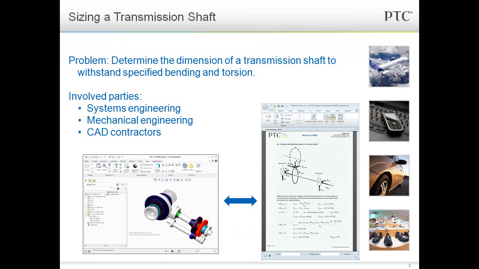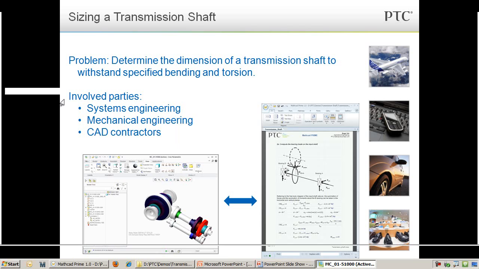For this example, let's say I'm a systems engineer at a car company. In my current project, I am working with the mechanical engineers on the transmission team and also some outside contractors who are doing the CAD and drafting work. The contractors have come up with an assembly in Creo Parametric of the power transmission shaft. The mechanical engineers are performing calculations in MathCAD to ensure that the transmission can deliver the specified power without bending or shearing.